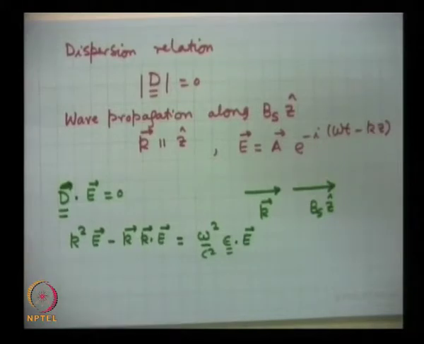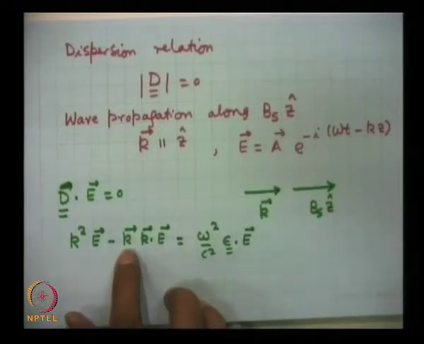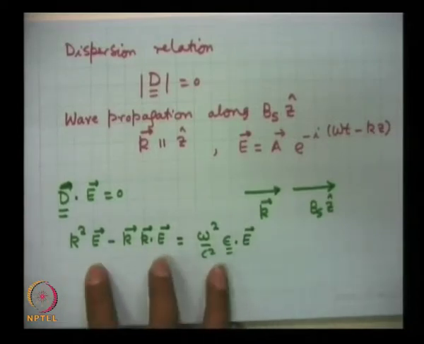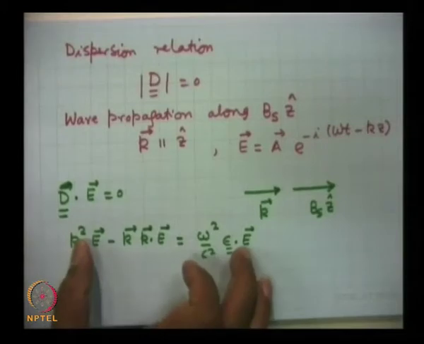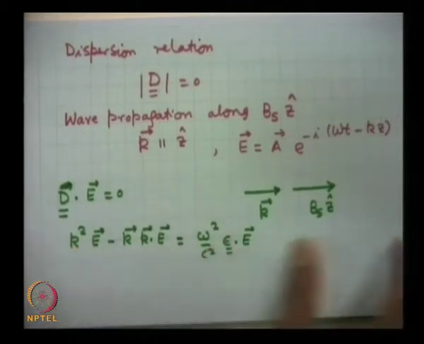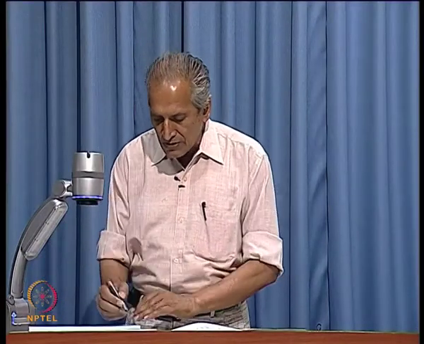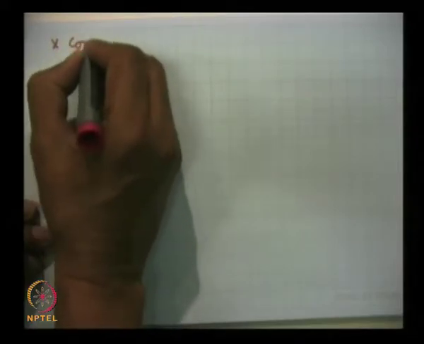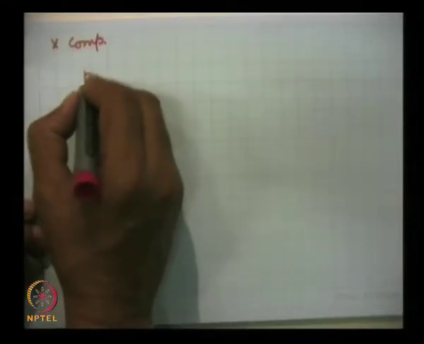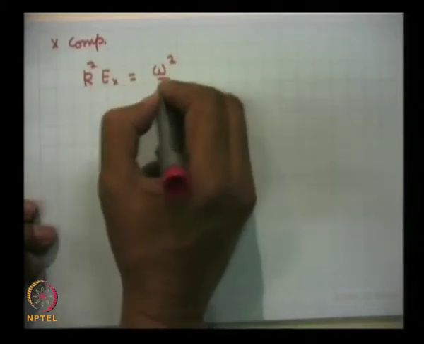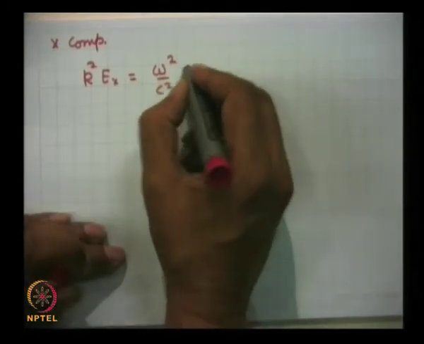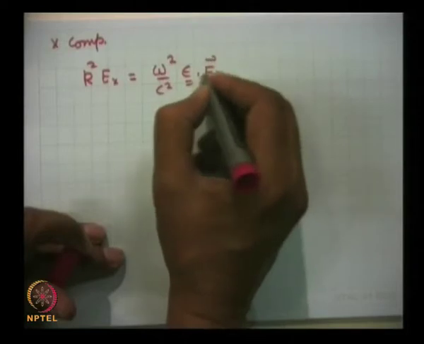I want to write this in component form, recognizing that k has only z component. So, if I write down the x component or y component of this equation, then this term will not contribute at all. So, I would like to write down the x component of this equation, then the y component, and let us see what we get. The x component of this equation gives k square Ex on the left hand side, and the right hand side is omega square by c square epsilon dot E. I want the x component of this quantity.